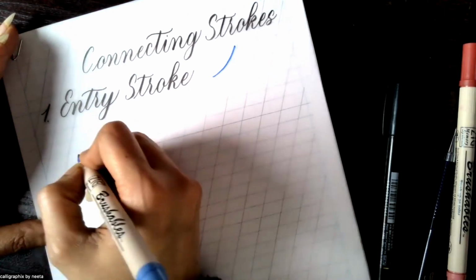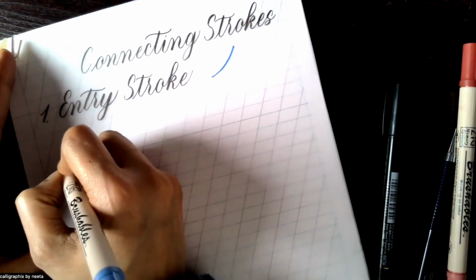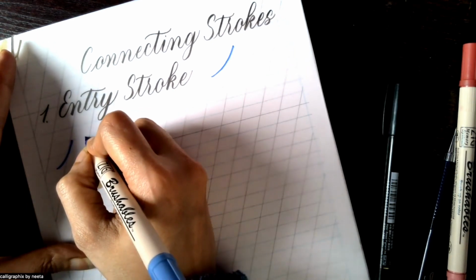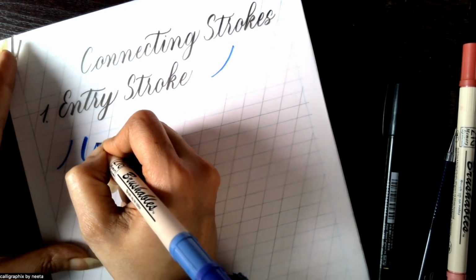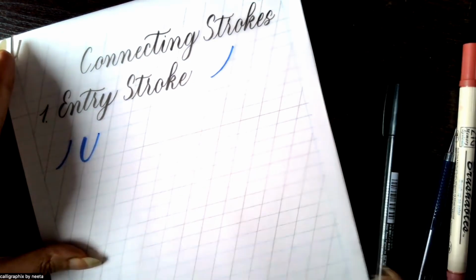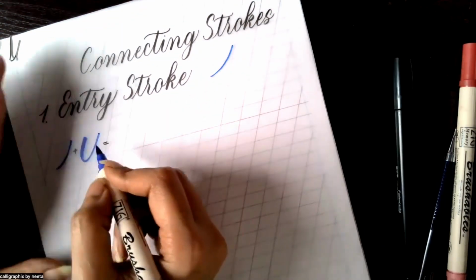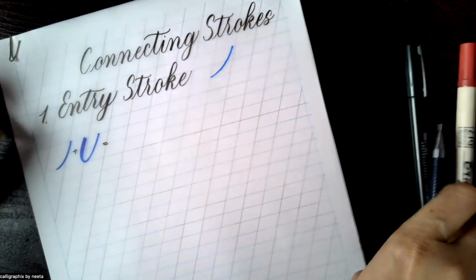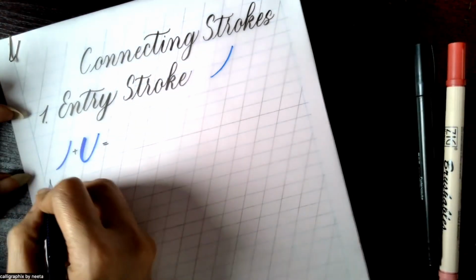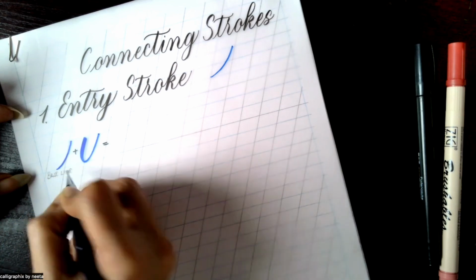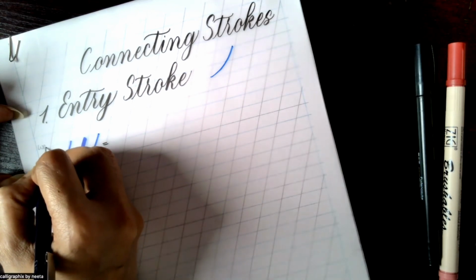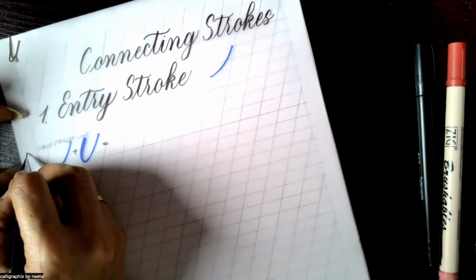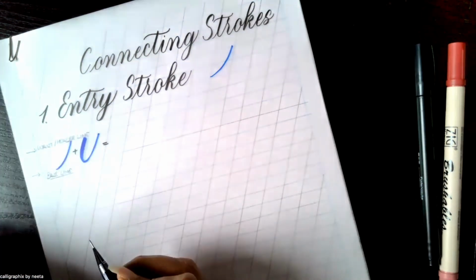So we'll see how to connect our underturn. For the underturn, we'll first make it separately, and then we'll combine them together. Here we'll see that the entry stroke is coming till the header line. So we'll mark. This is our baseline. This is our waist or header line. So this one is our header line. This one is our baseline.